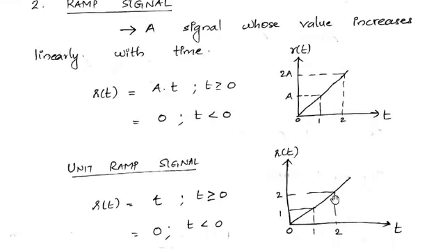And how do we represent a unit ramp signal? For a unit ramp signal, r of t is equal to t for t greater than or equal to 0, and it's 0 otherwise. So when t equal to 1, r of t will be 1. When t equal to 2, r of t will be 2. When t equal to 3, r of t will be 3, likewise.